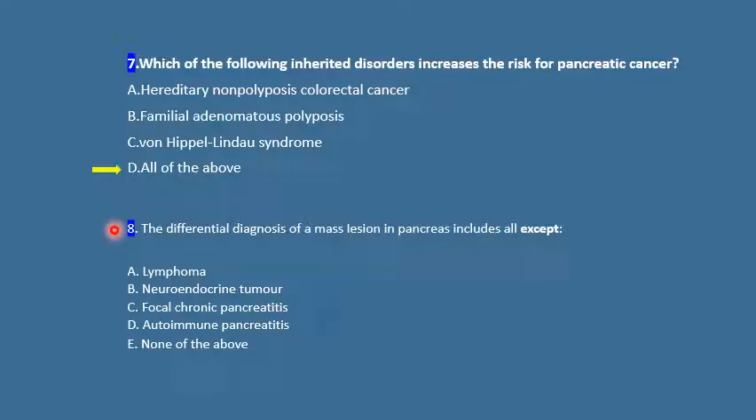Question number 8. The differential diagnosis of a mass lesion in pancreas includes all except A. Lymphoma, B. Neuroendocrine tumor, C. Focal chronic pancreatitis, D. Autoimmune pancreatitis, and E. None of the above. And the right answer is E. None of the above.